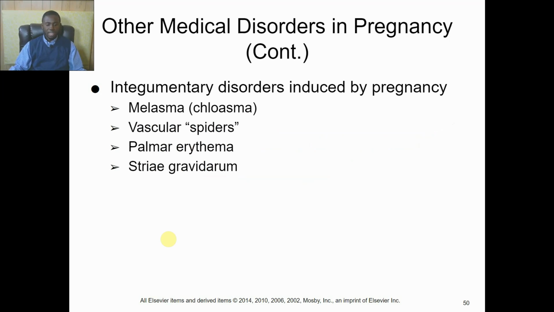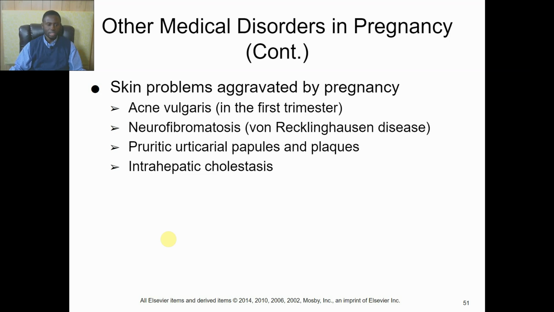Other medical disorders that may be pre-existing include integumentary disorders that are induced by pregnancy. We talked about most of this when we did the physiological adaptations, and so I'm not going to spend time talking about this again.